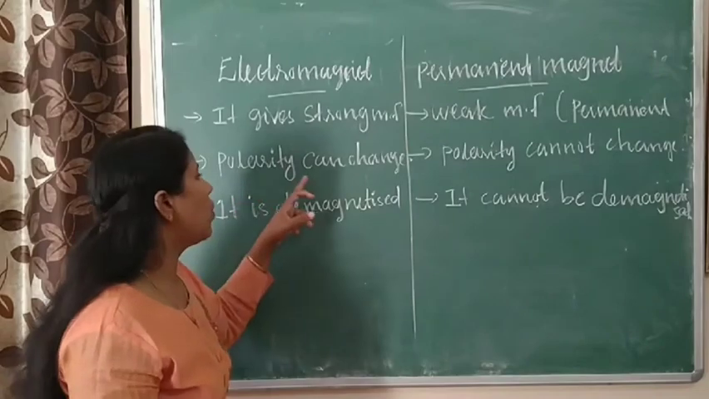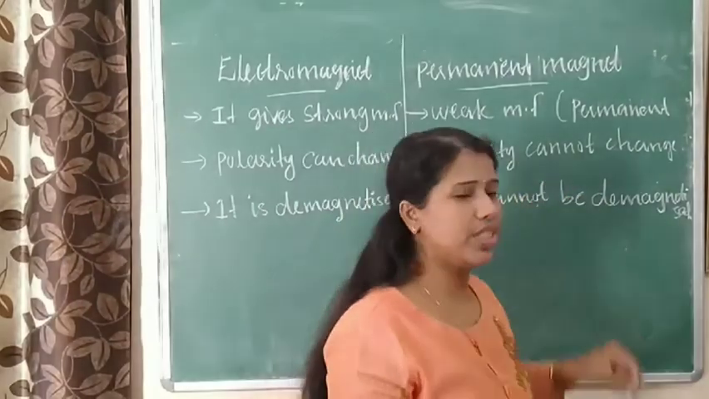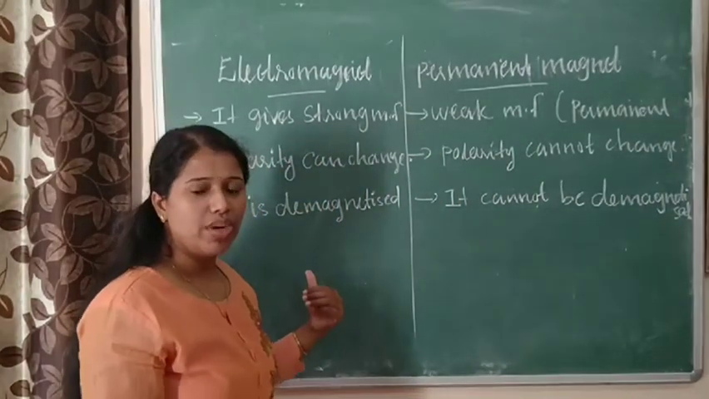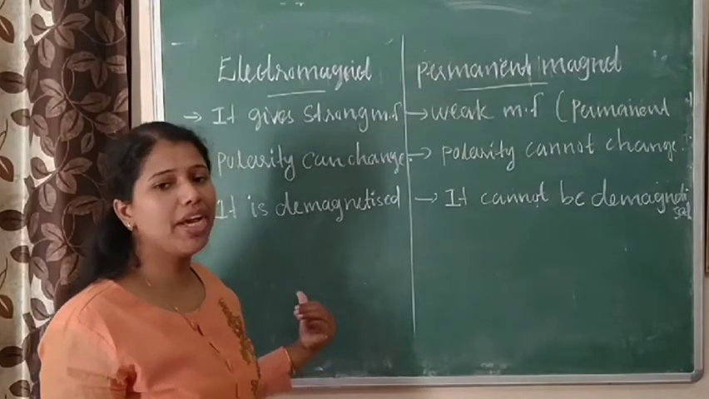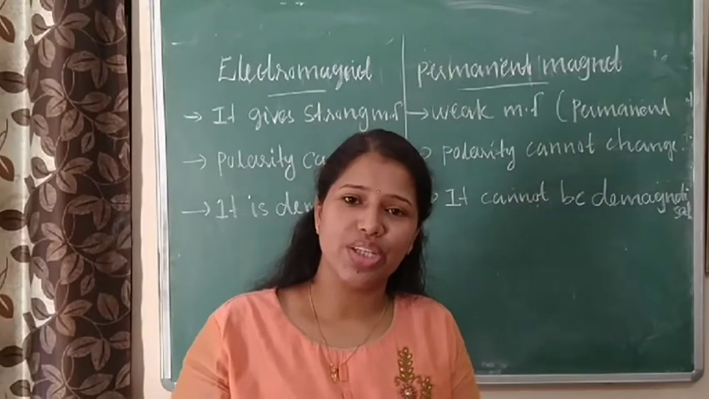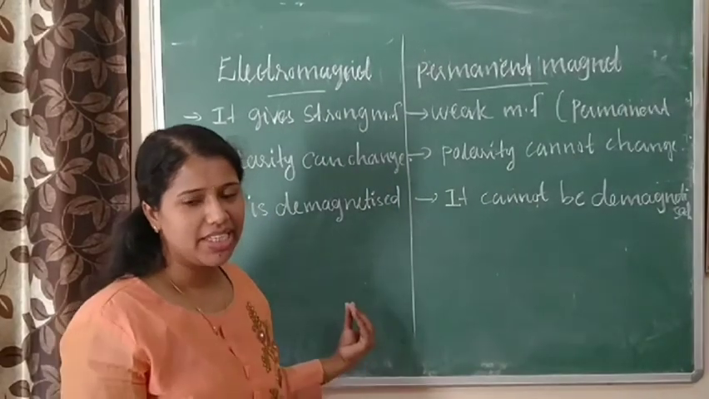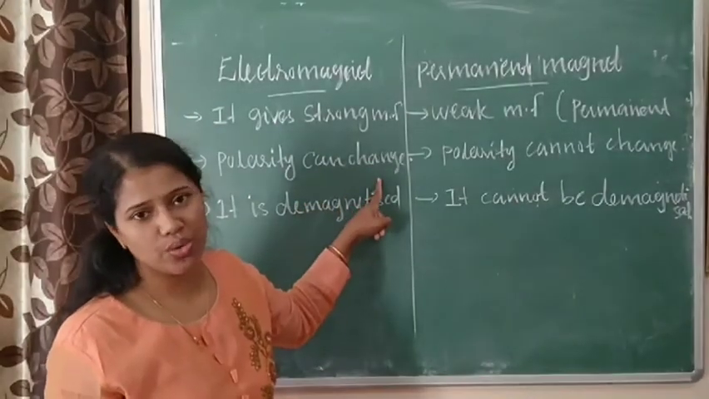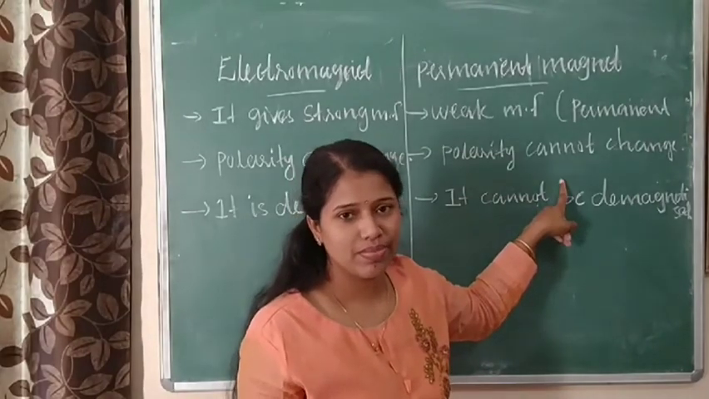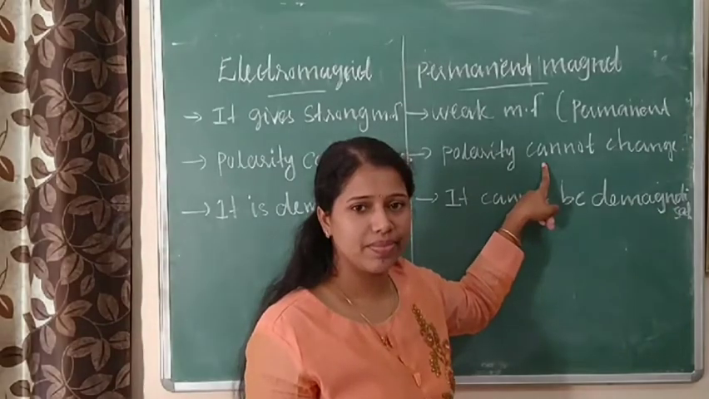Next point is the polarity can change here. Here the polarity cannot change. That means if the first connection is the positive side, then it will be north to south. In the second connection we can change it. That means the other cell's negative end we connect, then the polarity will change, south to north. But here the polarity cannot change, it is a bar magnet. We can't change this polarity.